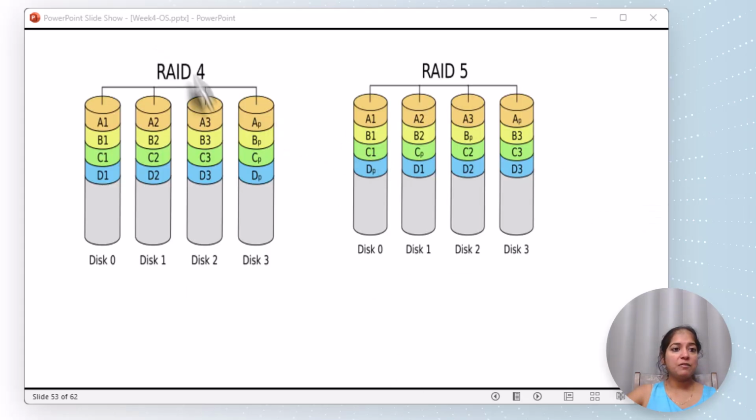Like you can see here, RAID 4 and RAID 5. In RAID 4, one disk contains all the parity information, whereas in RAID 5, parity information is distributed across all the disks. Like disk 0 has the parity information for disk D, disk 1 has parity information for C, disk 2 has parity information for B, and disk 3 has parity information for A.